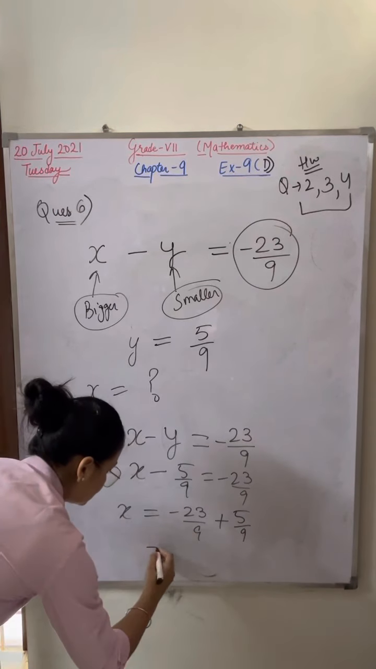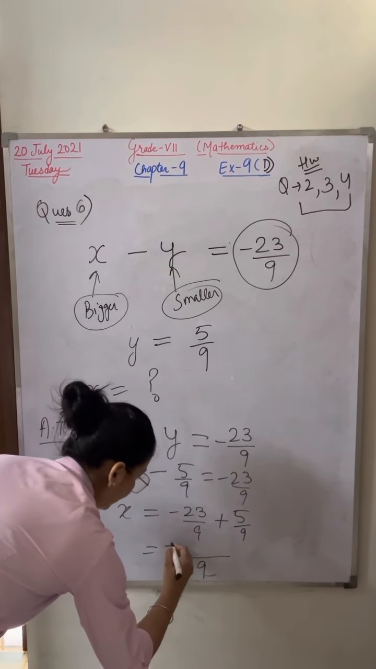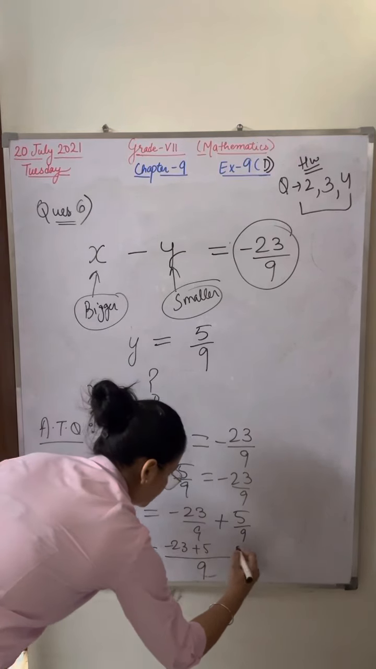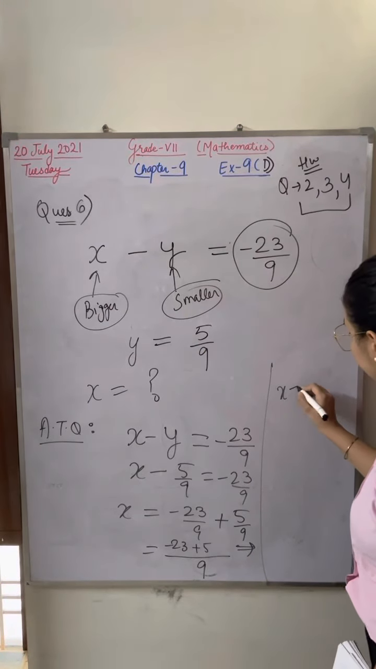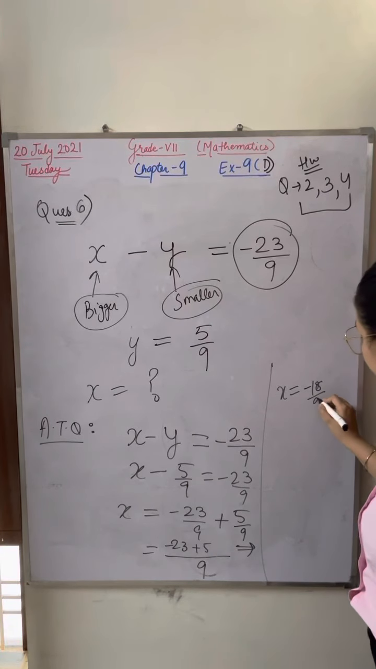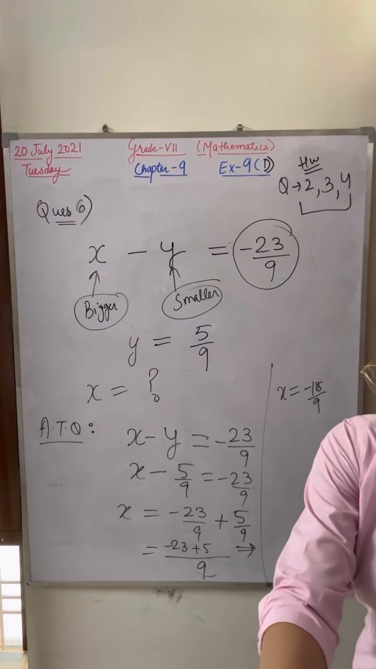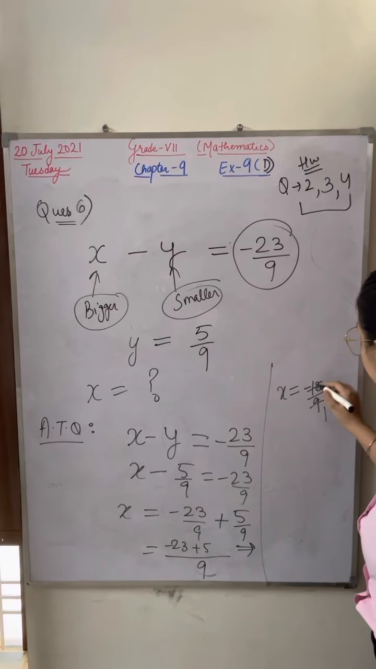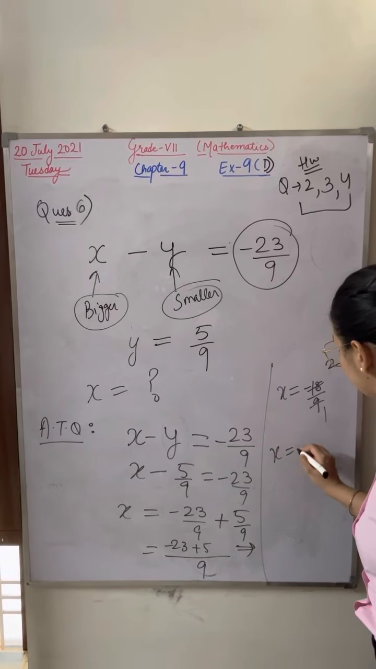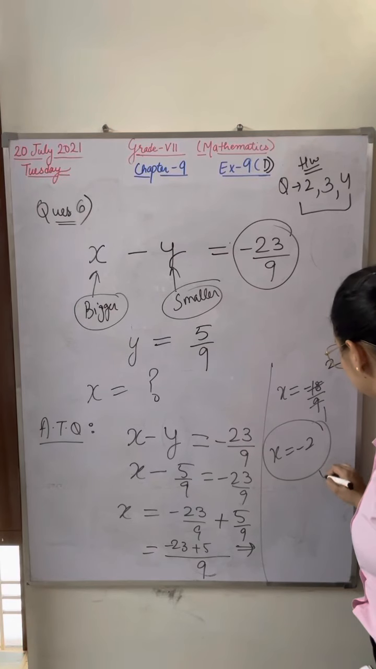The LCM is the same, 9. Minus 23 plus 5, so your answer will be written here. x will be minus 18 upon 9. Now you can cancel it with the 9 table. 9 ones are 9, 9 twos are 18. So the x value will be equal to minus 2. This is your answer.